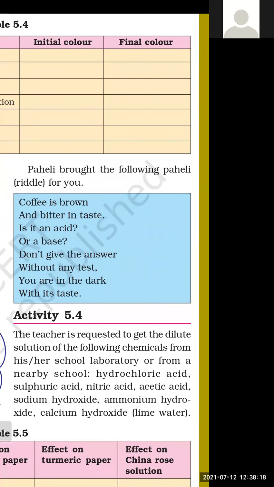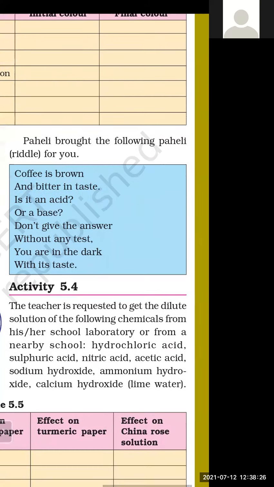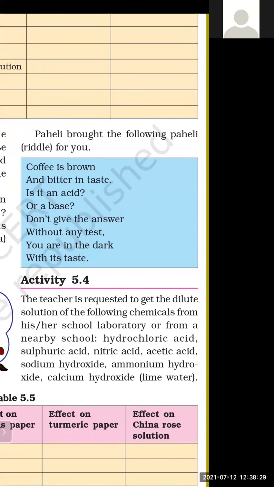So Paheli brought the following riddle for you. Coffee is brown and bitter in taste. Is it an acid or a base? Don't give the answer without any test. You are in the dark with its taste. With the help of taste, we cannot predict for all substances whether they are acidic or basic. Although we know that if the substances are sour in taste, they are acids. If they are bitter in taste, they are basic.